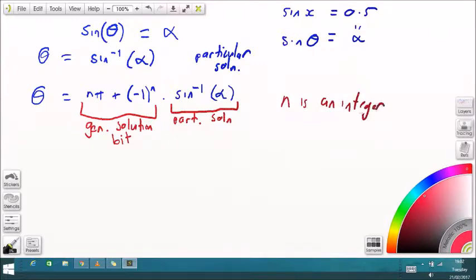n has to be an integer though. 1, 2, 3, 4, 0, negative 1, negative 2, they're all good. Any values which are whole numbers.